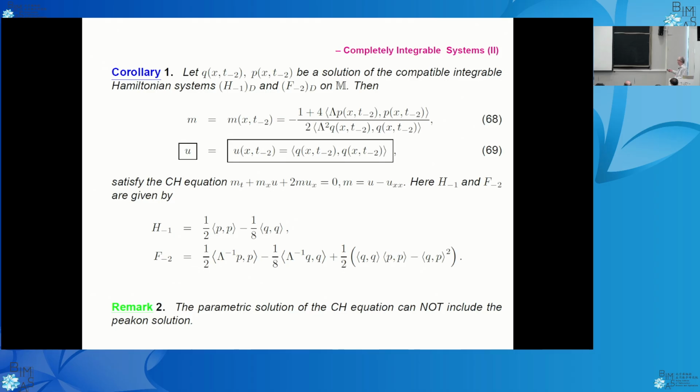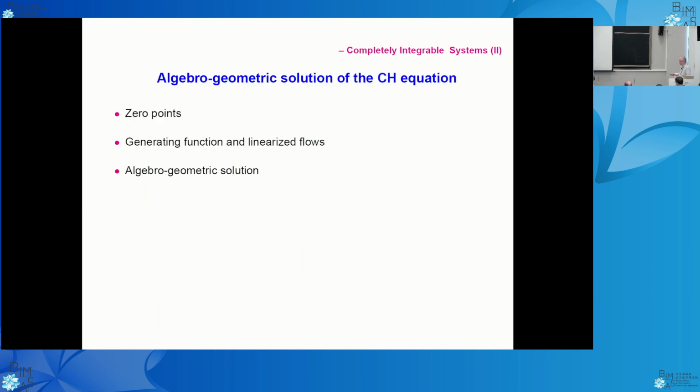Automatically the result is the relative Camassa-Holm equation, because in the negative hierarchy the representative is the well-known Camassa-Holm equation. So particularly for PDE or soliton people interested in this solution for the Camassa-Holm equation, for the finite integrable system H minus 1 is the convolution part. I put this remark: the parametric solution cannot include the peakon solution. Peakon solution is separate. Today is a theoretical part, so I don't want to talk about the peakon solution.